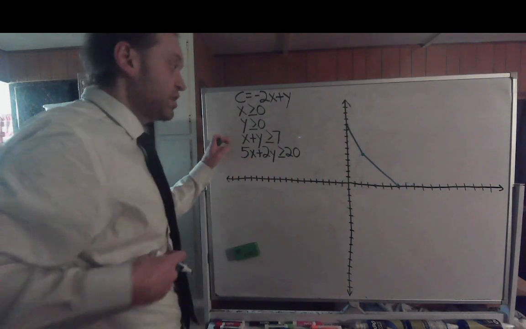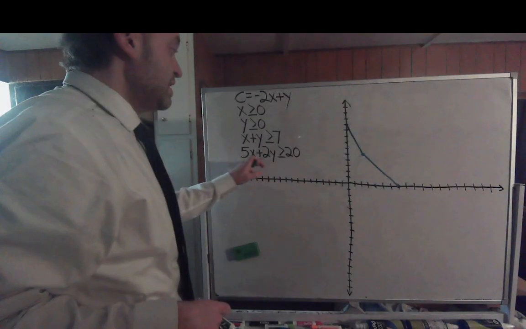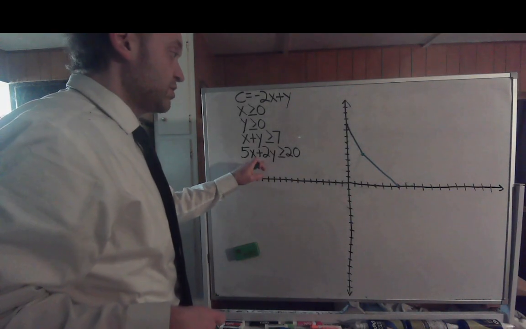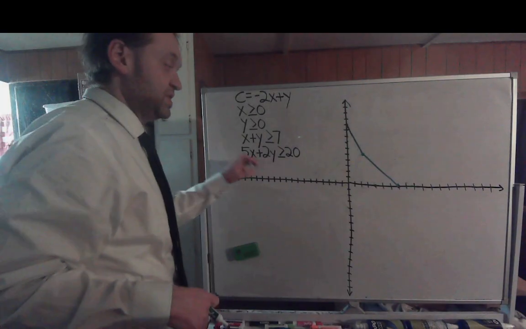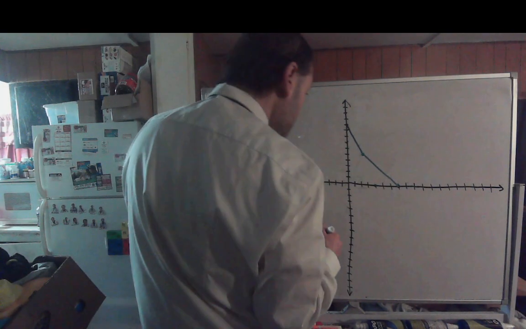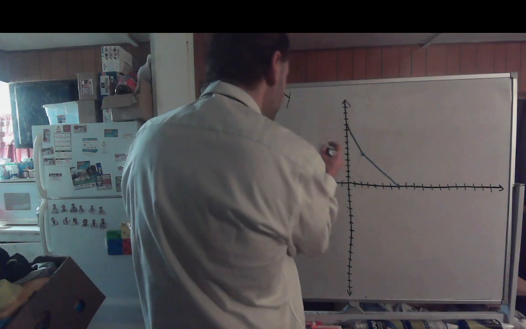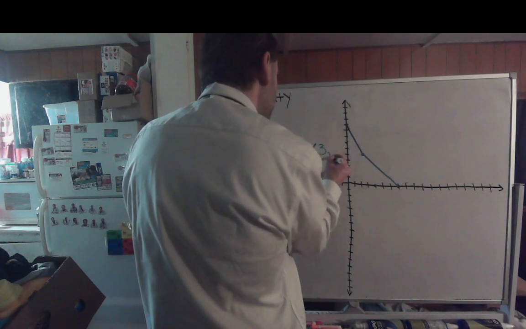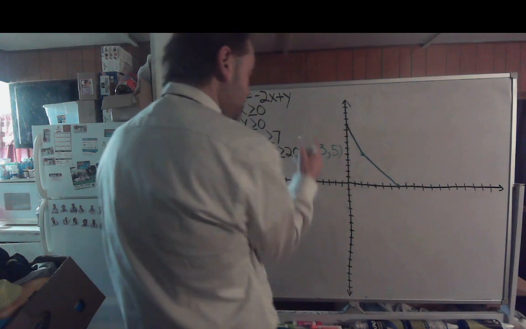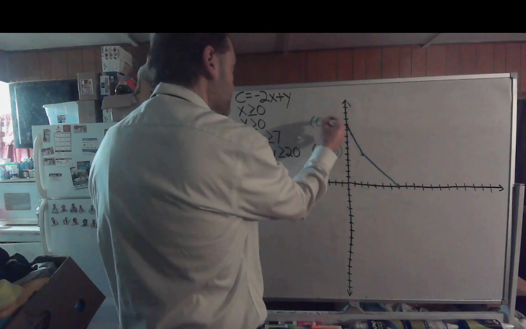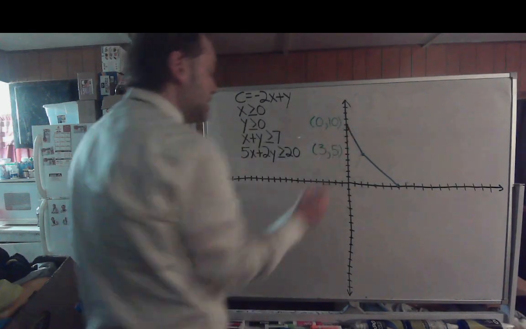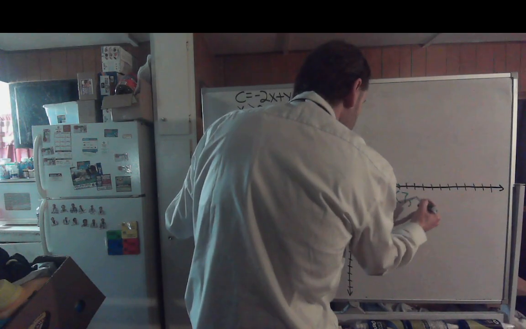So, what happens here? At this point where those two lines come together, x plus y equals 7 and 5x plus 2y equals 20 actually becomes a vertex, which would occur at the point 3, 5. That's actually a vertex. And then you have 0, 10, which is a vertex. And then you have, of course, 7, 0, which is a vertex.